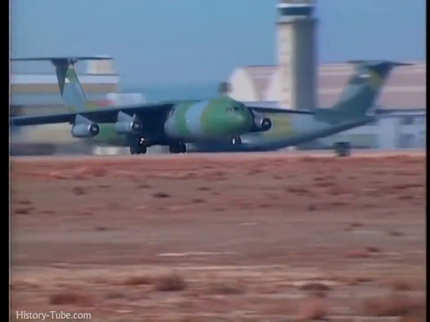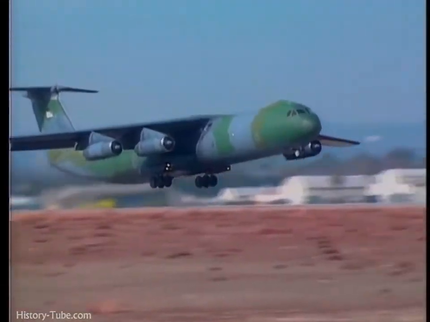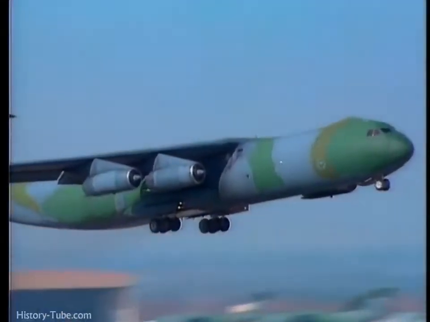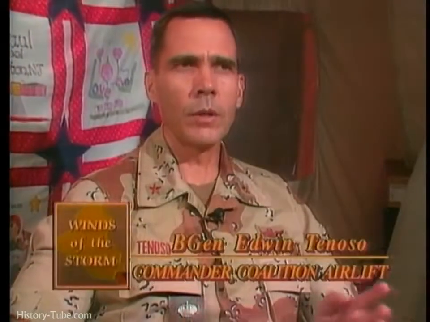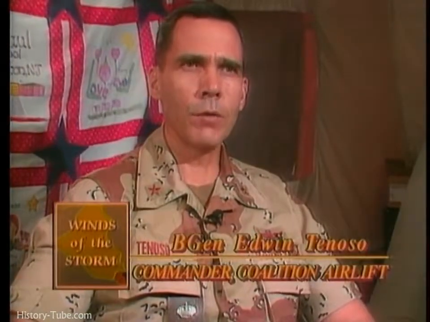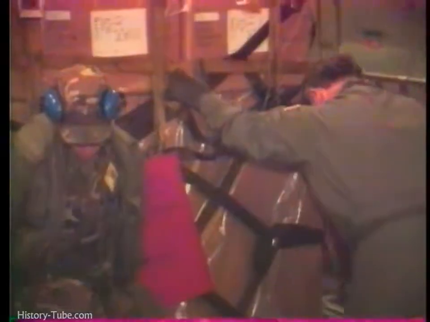Airlift, the hidden part of air power. It was the fastest way to get enough men and material over to defend the desert kingdom. Brigadier General Edwin Tenoso commanded the coalition's airlift forces. And then the deployment of the C-5s, 141s, the KC-135 aircraft, the KC-10s, they all just hauled as much as they could, as fast as they could.